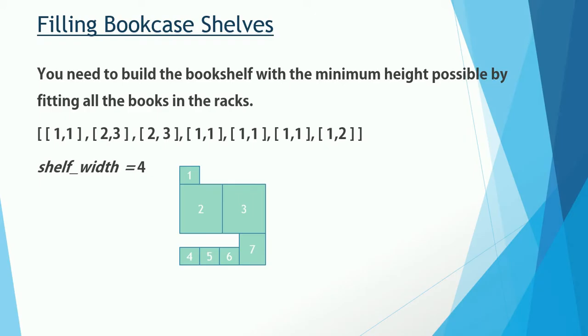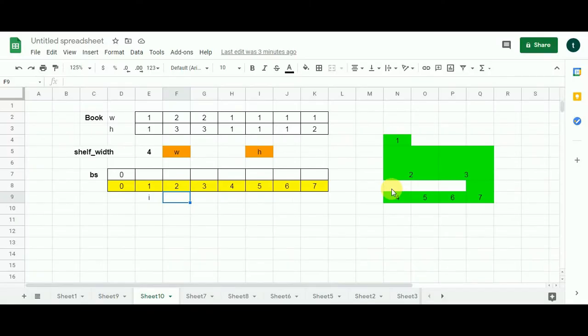Now let's start solving the problem in our framework. Before we start, let's get familiar with the setup here. So this is the book array. The first row represents the width of all the books, and the second row represents the height of each of the books. The shelf width is given as 4. There are two variables, running width and running height, that we are going to use to our advantage. Now this is the setup.